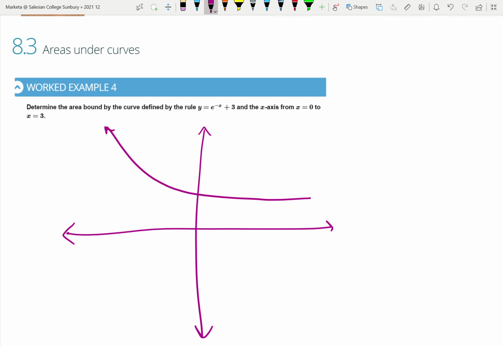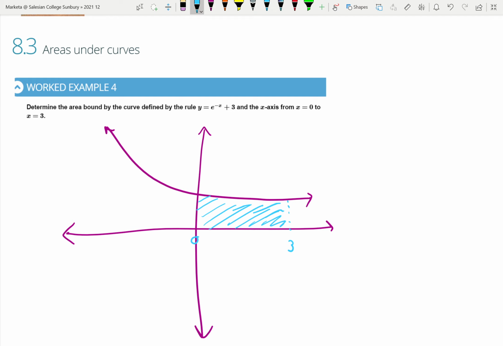Of course, there's an asymptote of y is positive 3, but I don't really need to show that. The important things are that I draw the shape of the graph, that I can see clearly where it's in the positive zone and where it's in the negative zone, and in this case the whole thing is in the positive zone, and that I put the x values of 0 to 3 in this case, and shade the area that I'm trying to find.